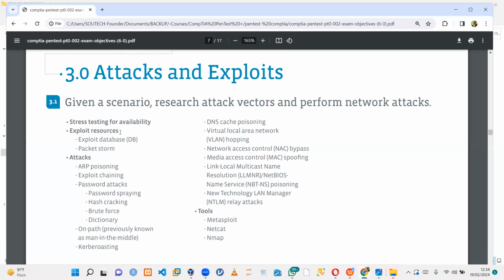Then exploit resources. So we have Packet Storm, and we have a very nice one, which is the Exploit Database.